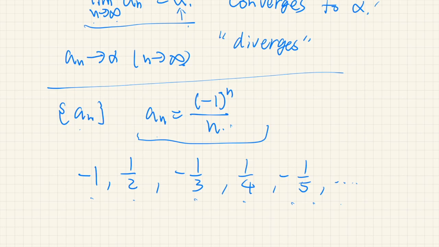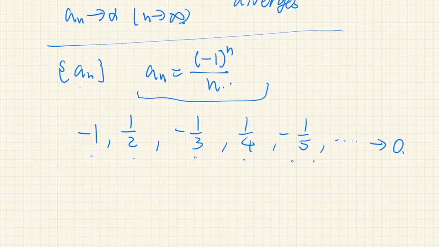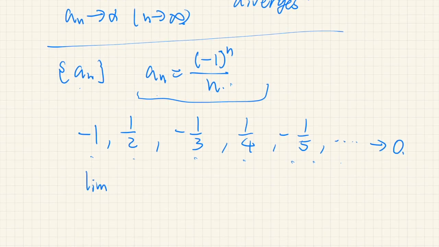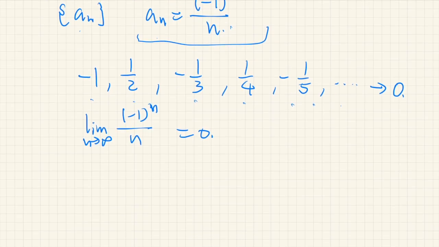So eventually, we can show that this converges to 0. So the limit of this sequence is 0. Or we can write this goes to 0 as n goes to infinity.